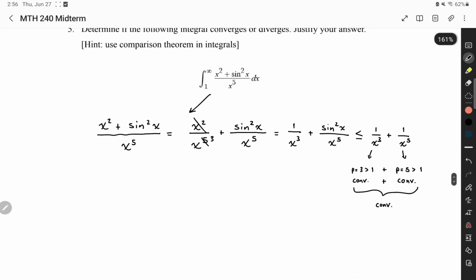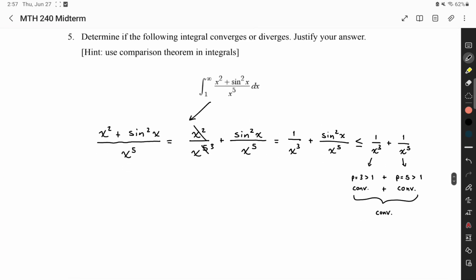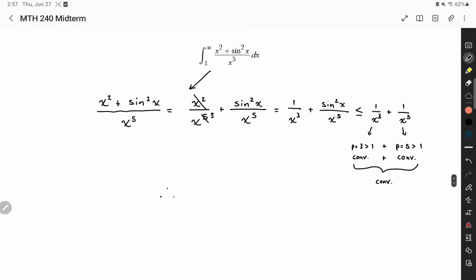And so therefore we can say that this integral is convergent by the comparison theorem.